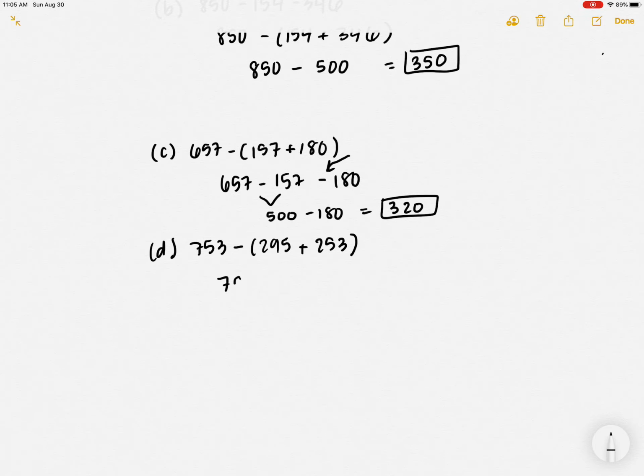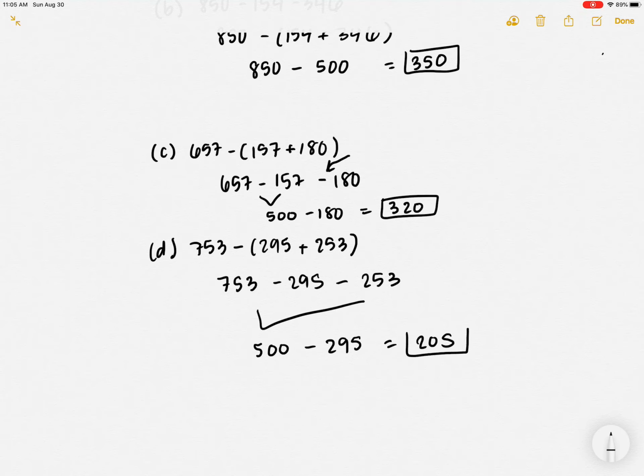For part D, do the same thing and remove the parentheses first. Don't forget to distribute the negative sign. And 753 minus 253 is easy to subtract. You get 500, and then subtract the 295 from the 500, and you get 205 as your answer.